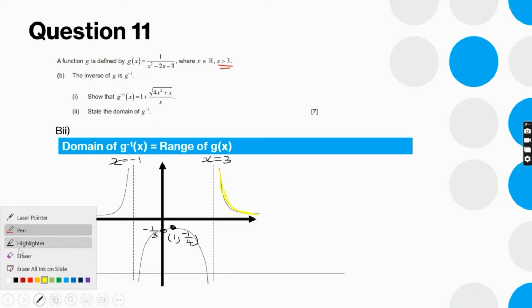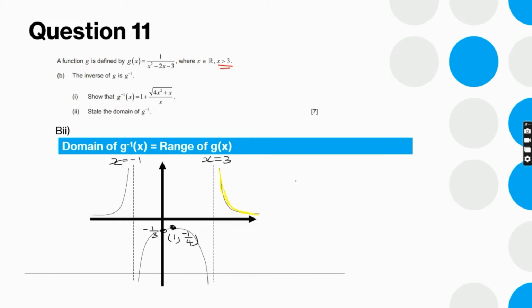So for this portion, the range is y will be greater than 0. So the domain of G inverse would be x will be greater than 0.